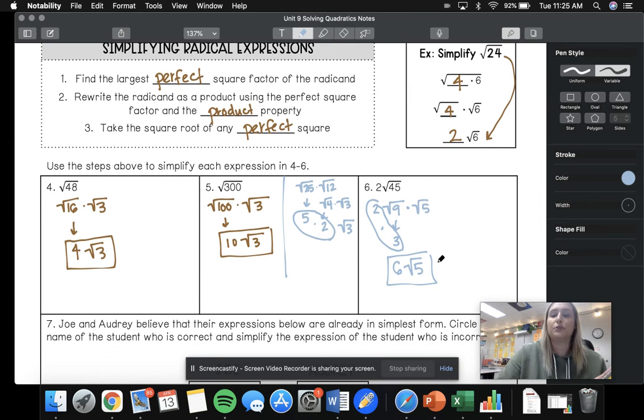Again, what you always can do is type these both in your calculator to make sure you're not really changing anything. So I can type 2 square root of 45, and I get 13.4164076. Then I can also type in 6 square root of 5, which is what I got when I simplified it, and I get the exact same thing. So that means I know I'm right, because I have the same answer when I type it into the calculator.